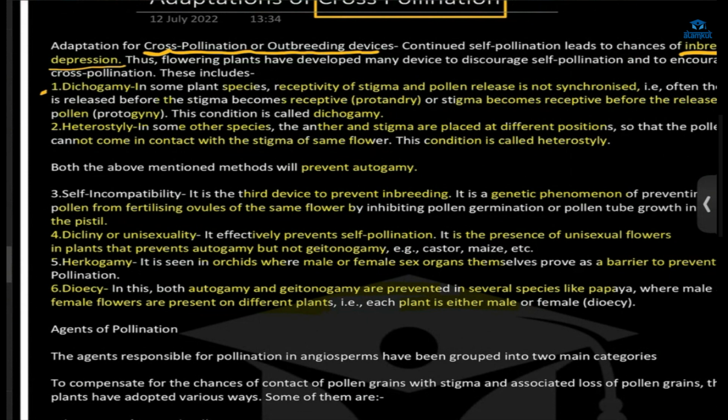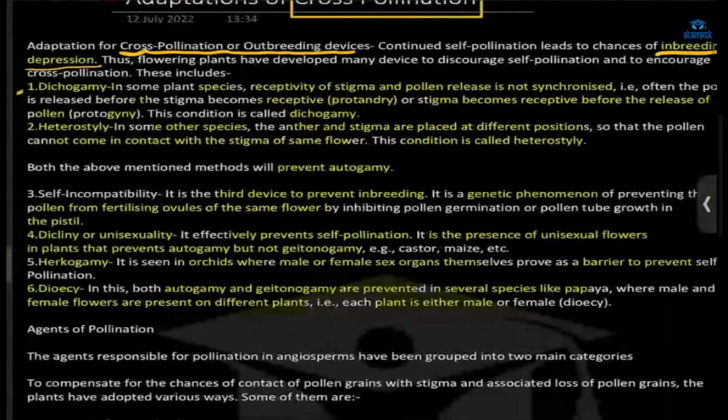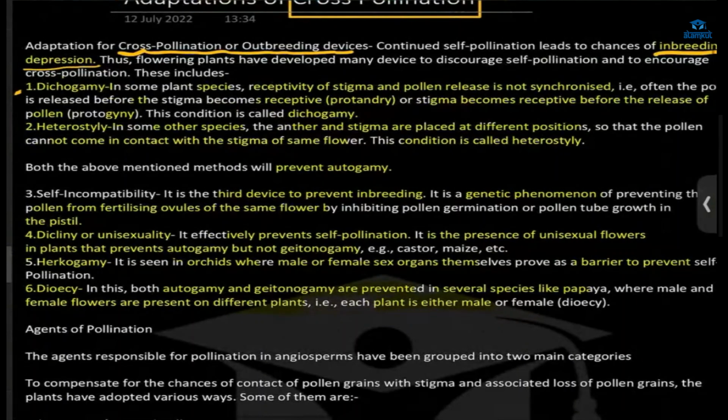First thing is dichogamy. Here, the maturation of stigma and pollen is not at the same time. Sometimes the stigma will become mature when the pollen is not mature. If pollen is matured before the stigma, it is called protandry. If stigma is matured before the pollen, it is called protogyny. This condition is called dichogamy.